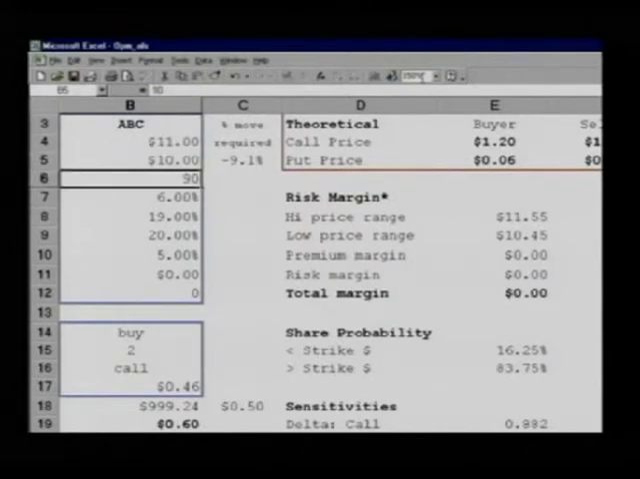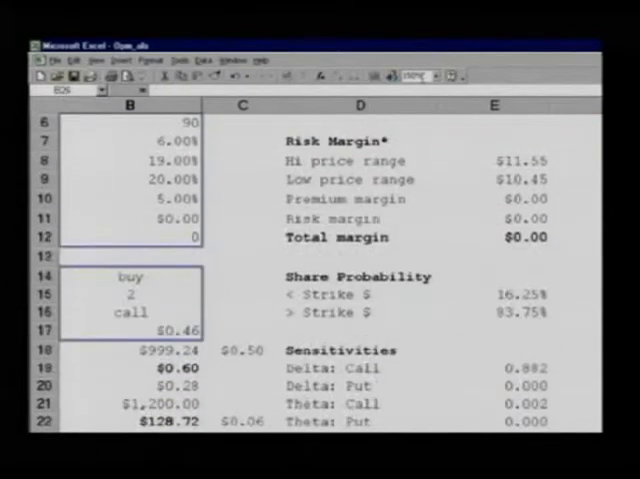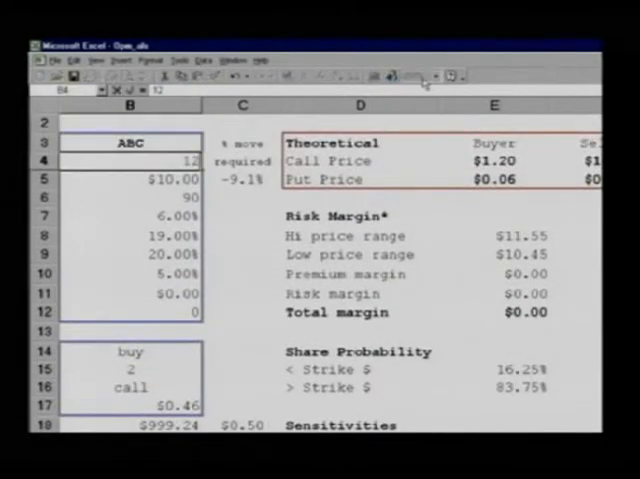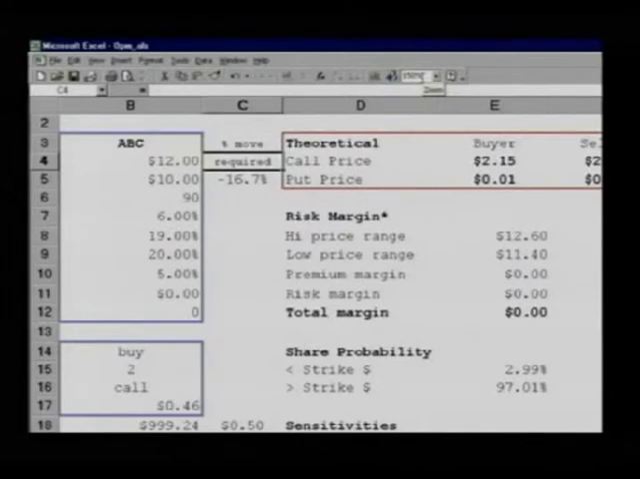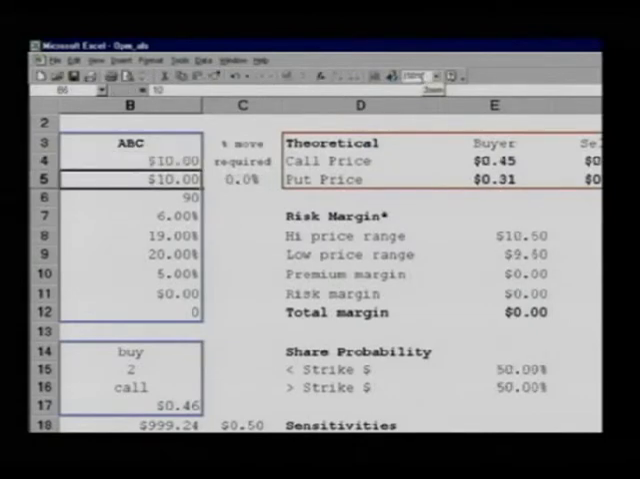Now let's go down here and have a look at our delta. Remember, the delta in the first place was 0.58. Now it's 0.88. And that makes sense because as the underlying share price continues to go up, let's say we now move this thing up to, say, $12. Watch what happens here to the value of the call. Notice how it increased in value. Now let's go back to being at $10 and let's show you the opposite effect.